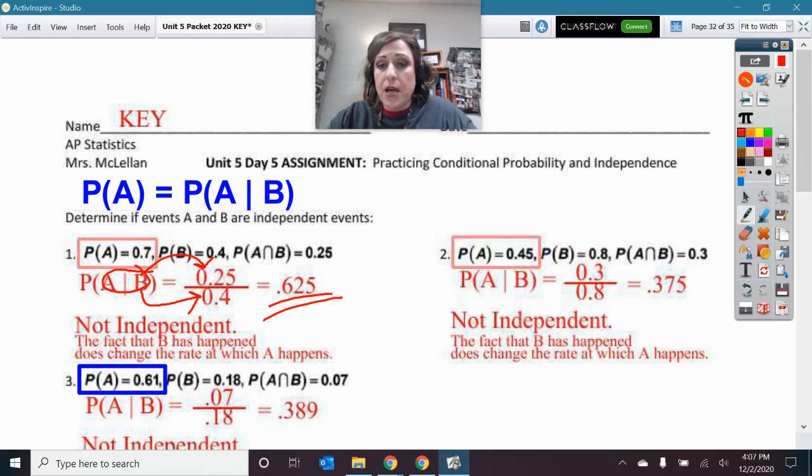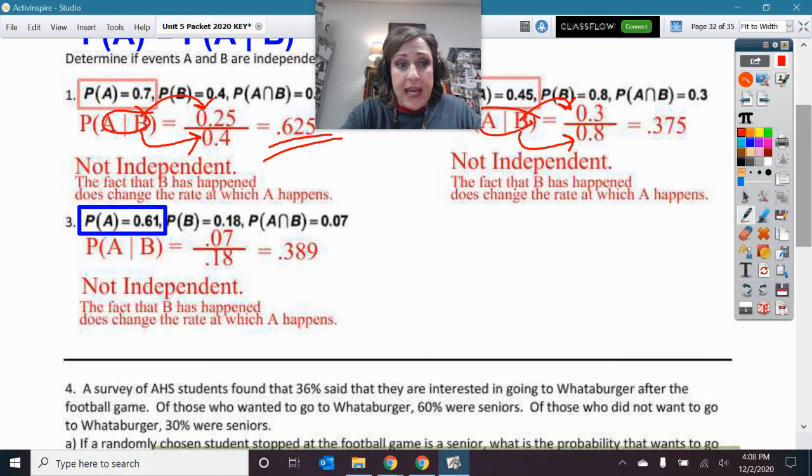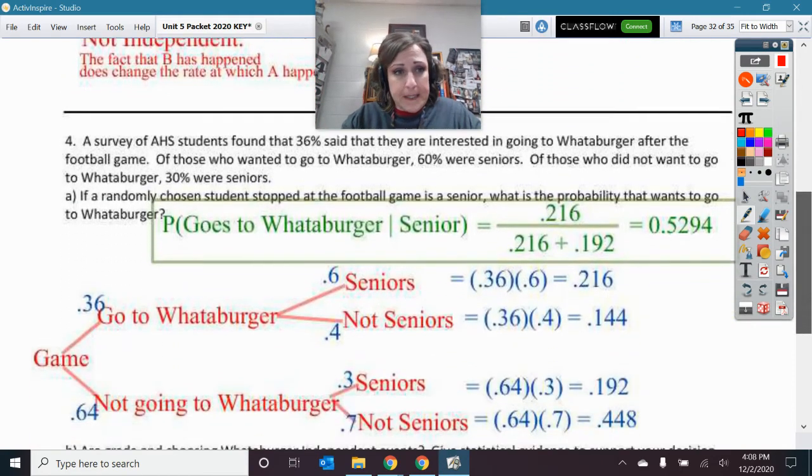Here we had the overall probability of A is 0.45, and then A given B, there's the B on the bottom, and on top is the A and the B. Again, we see that the fact that B has happened lowered the probability of event A happening. Then our next one, we have our probability of A is 0.61, and again the fact that B has happened lowered the probability that event A is occurring. So those were all three not independent.